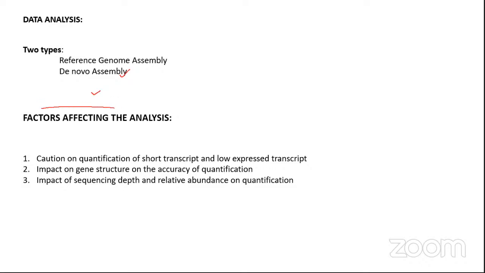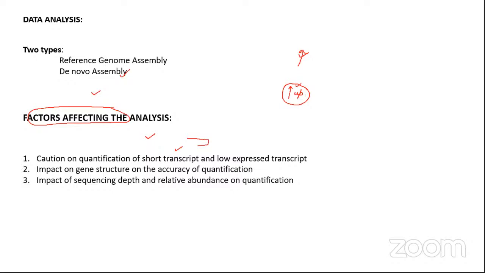So what are the different factors which affect my analysis? Quantification of short transcripts and low expressed transcripts. We have to be very, very careful when we report these low expressed transcripts. Impact of gene structure on the accuracy of quantification. Suppose I accurately quantify one gene as upregulated. Why it is upregulated again reflects in the structure of my genome. So what I see here should directly reflect in my gene structure. So we have to be careful about this.